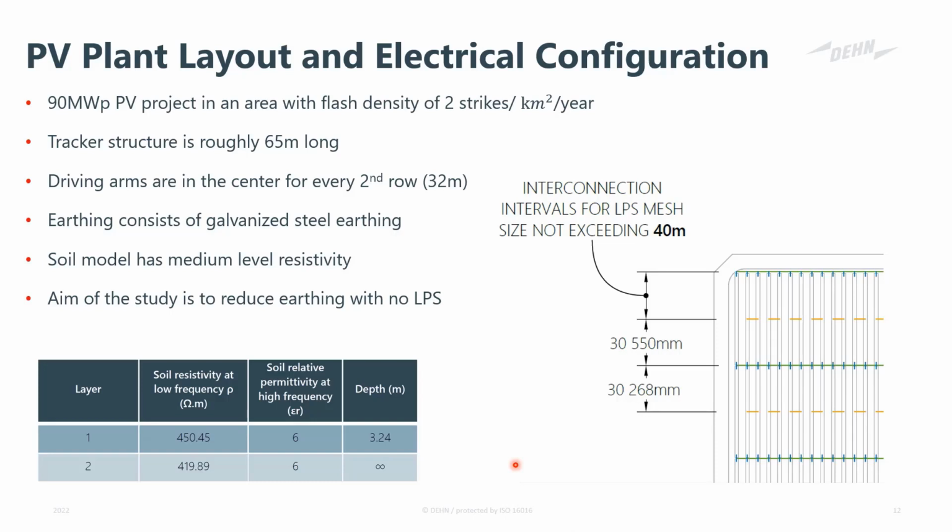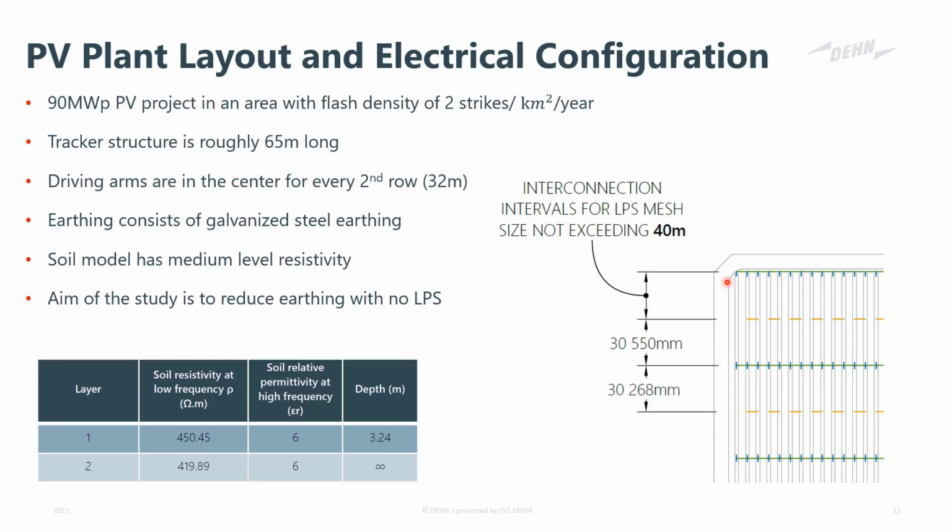Now, the biggest aim of the study was to reduce the earthing and also not install a lightning protection system within the PV area of the plant. So a lightning protection system will still be installed at the transformer stations, the central locations, but in the PV area where the modules are located, no lightning protection system will be installed, and we still wanted to further reduce the earthing requirement.